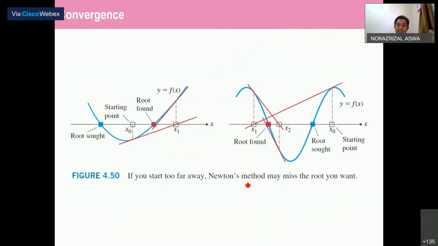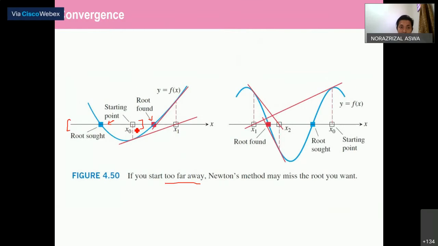So this is another situation where Newton's method fails. Not directly fail, but we start too far away. We have a wrong initial guess. For example, we have x naught here. We want to find this root, not this root. For example, we are given the interval between this and this.